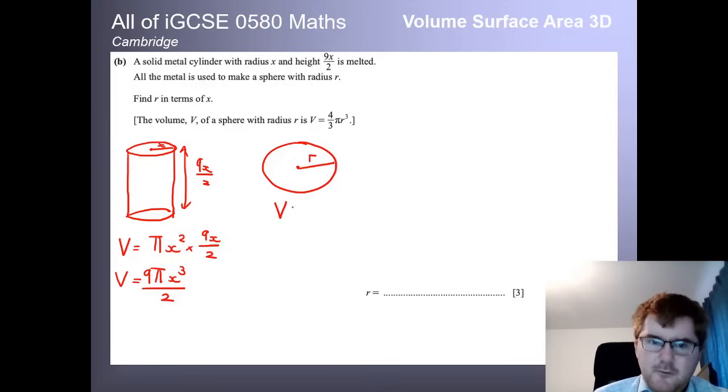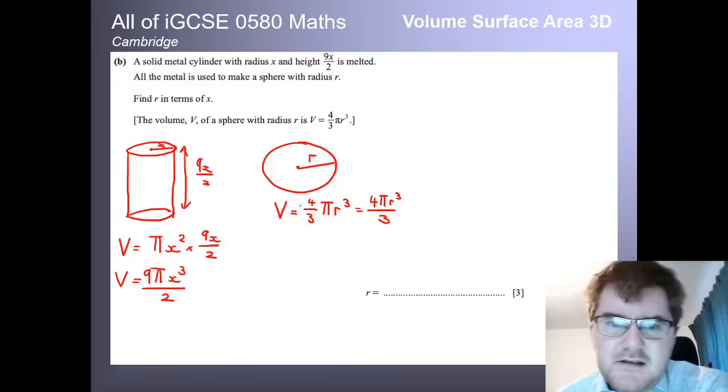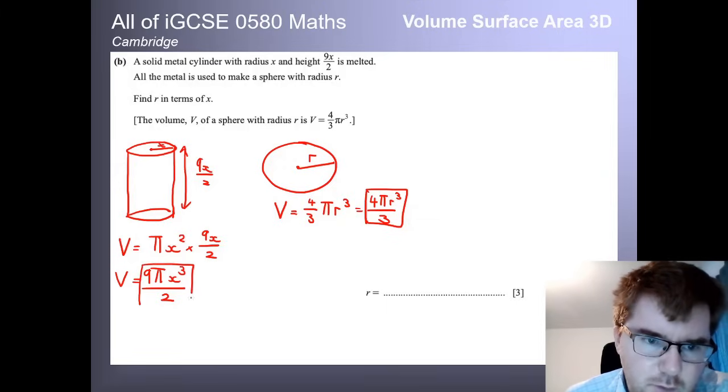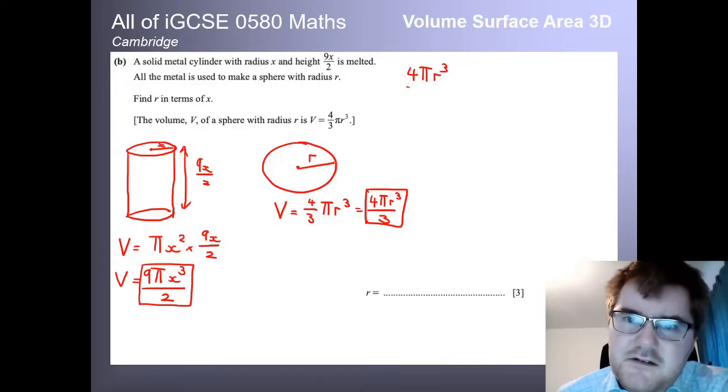Now this sphere has the formula V equals 4/3 pi r cubed, which we could write slightly differently as 4 pi r cubed over 3, which you'll see why is useful a bit later on. And we know that these two volumes, so this volume here and this volume here, are equal to each other, the same amount. So we want r in terms of x, so I'm going to put the r stuff on the left hand side. So 4 pi r cubed over 3 is equal to 9 pi x cubed over 2.